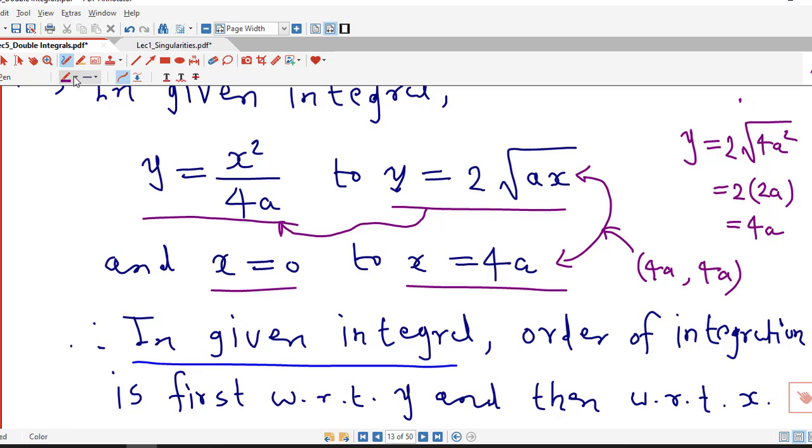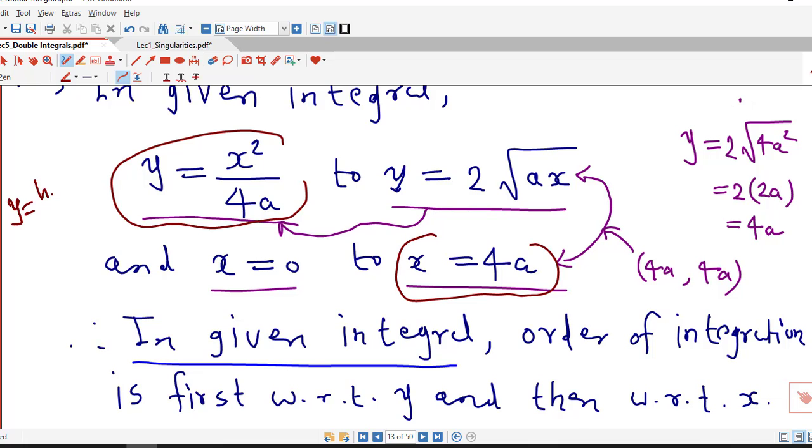If we talk about these two, y equal to x square by 4a and x equal to 4a. So if we put x equal to 4a here, we have y equal to 4a square divided by 4a, that is 4a. So these two will also intersect at this point, 4a comma 4a.